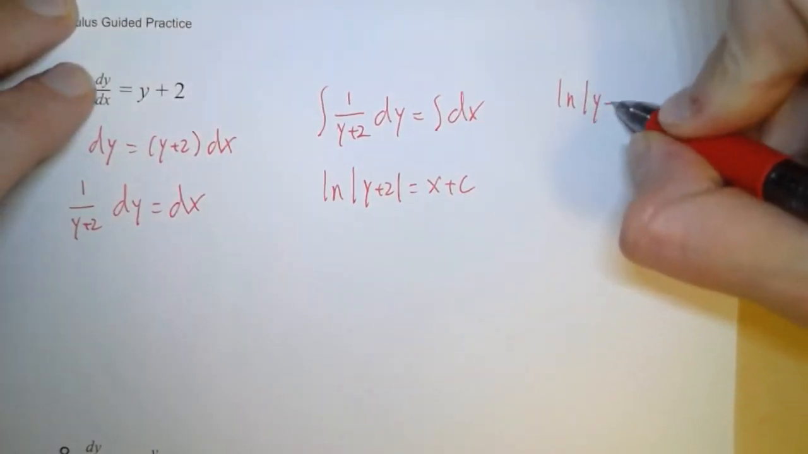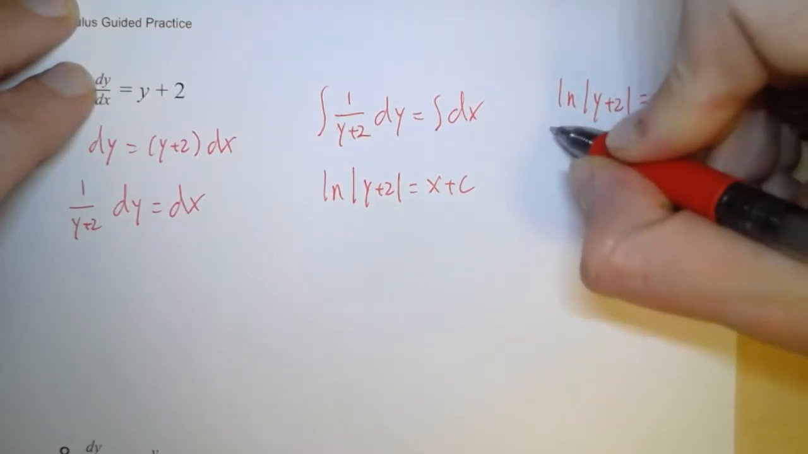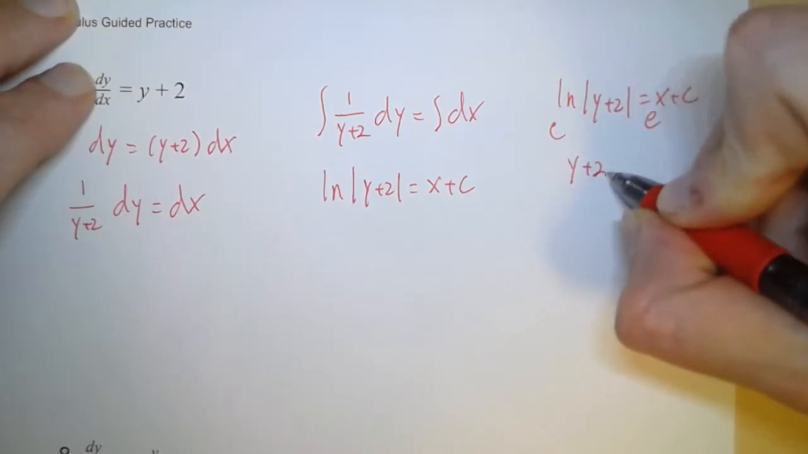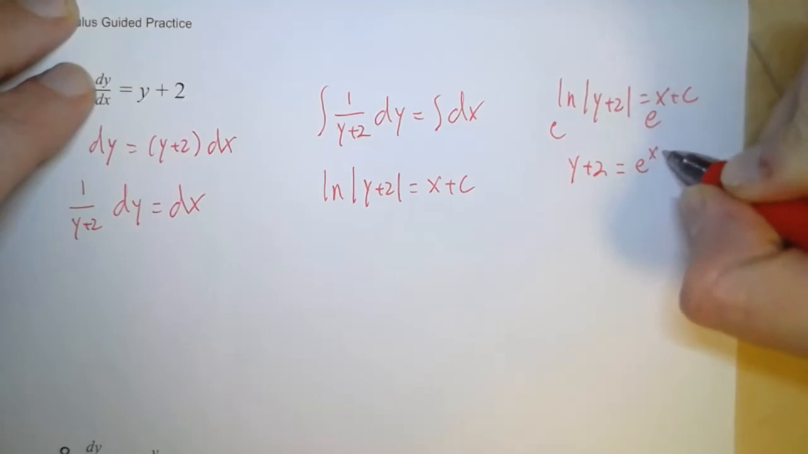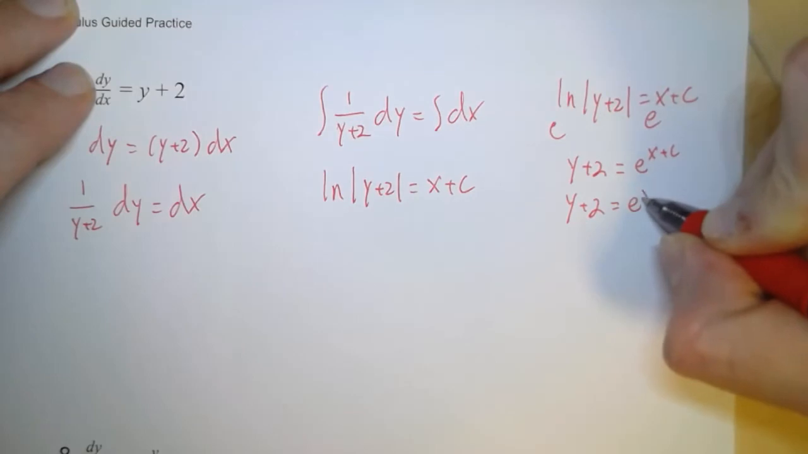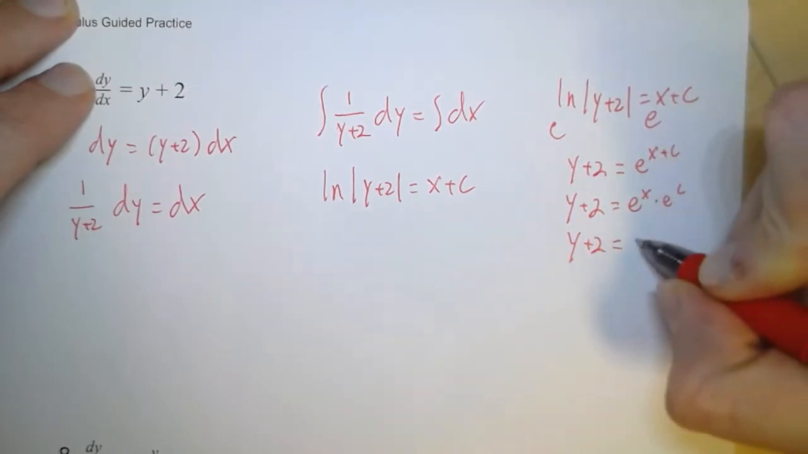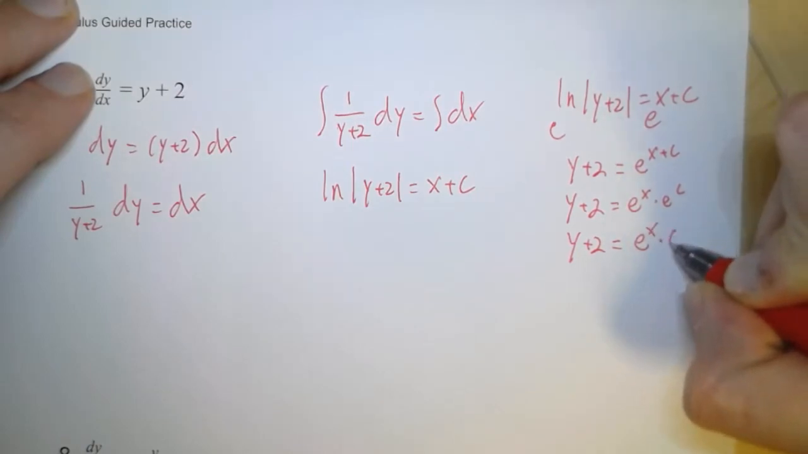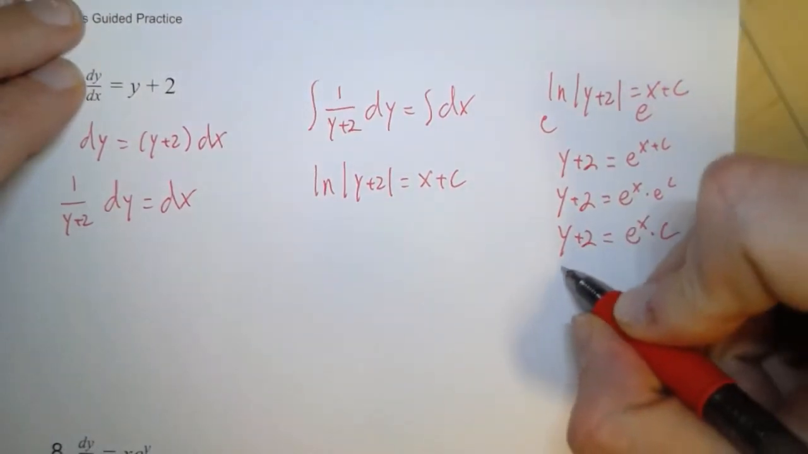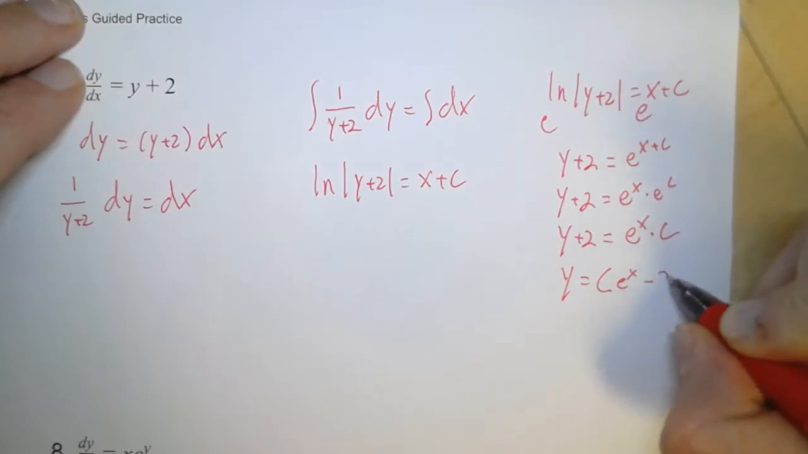So ln of y plus 2 equals x plus c, and we raise e to both sides. And when we do, the e and the ln cancel, so we have y plus 2 equals e to the x plus c. And as before, we'll break that up into e to the x times e to the c, which is the same as e to the x times c. And then to get y by itself, all we have to do is subtract 2. So y equals c e to the x, I'll move the c out front, minus 2.